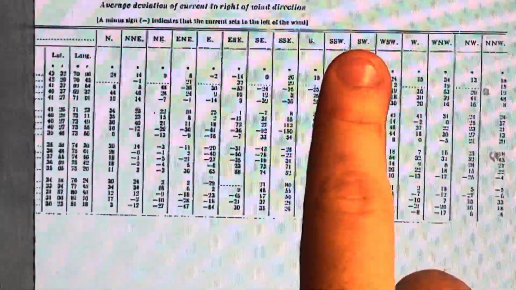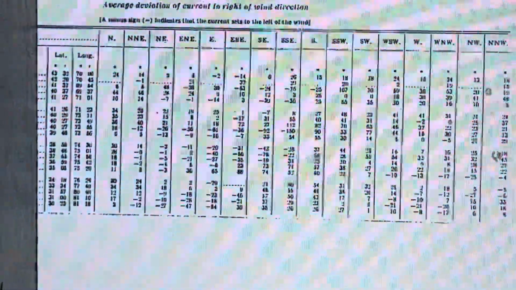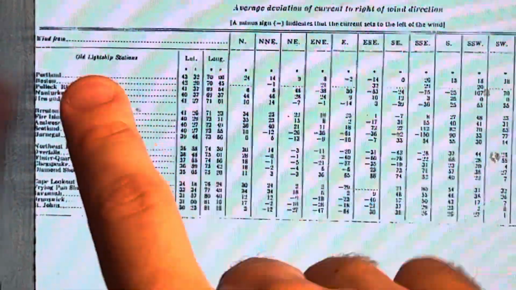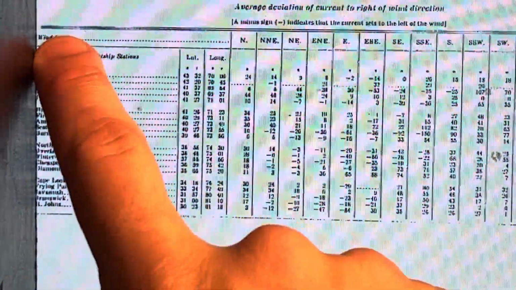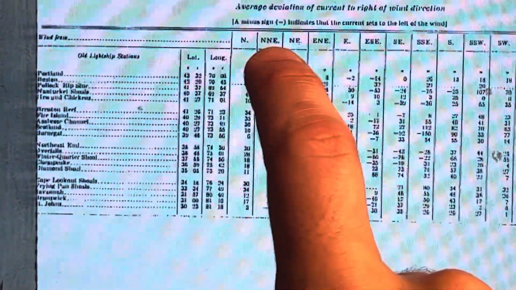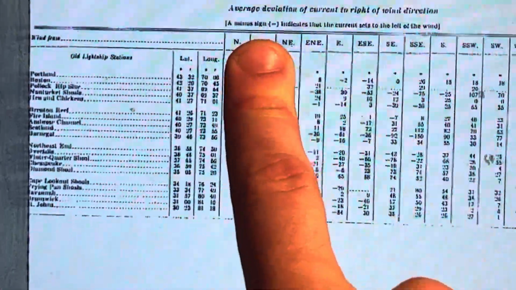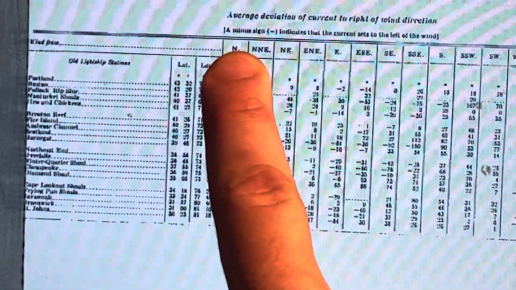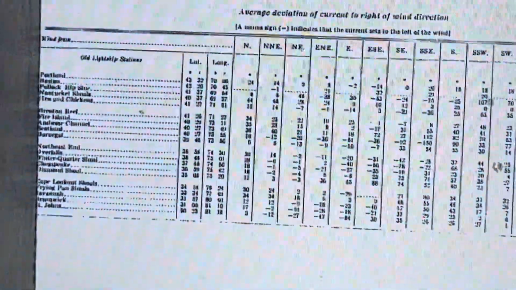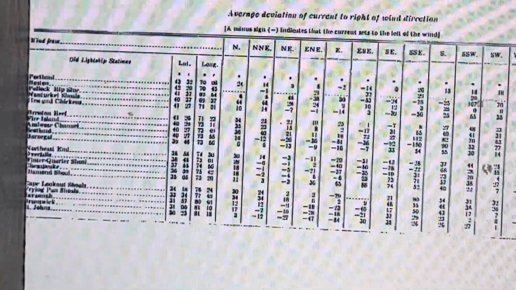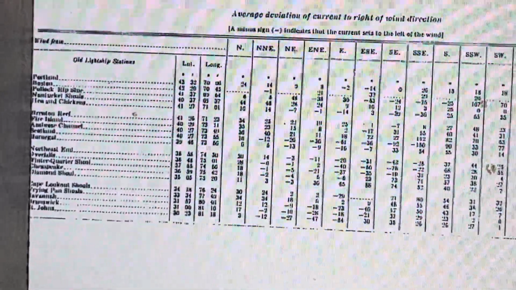It's important to remember here, wind is from and current is to. So if the wind is from the north-northeast, that does not mean that the current is going north-northeast. The current is going south-southwest. If the wind is from the north, the current is going south. So you have to remember that for when you're applying these corrections.